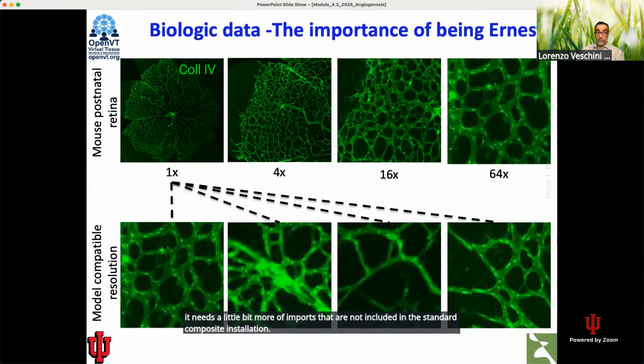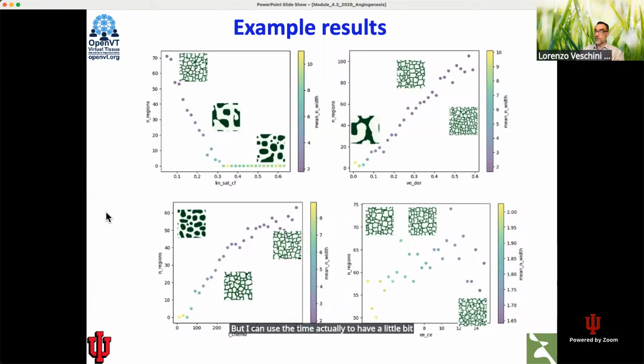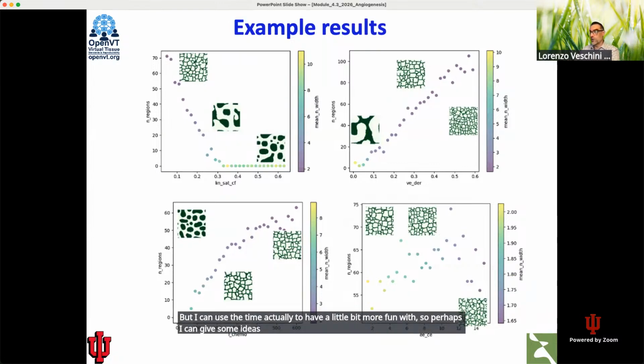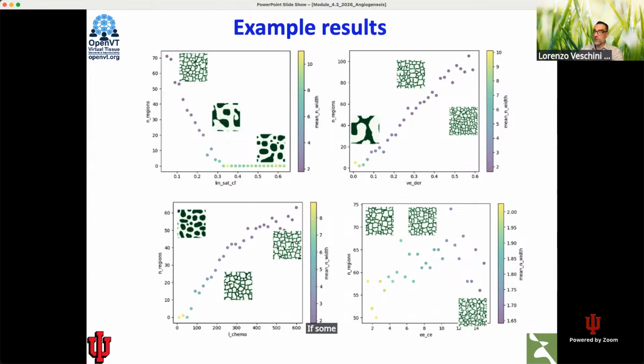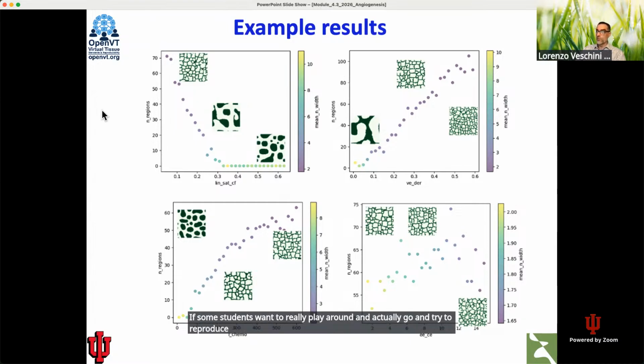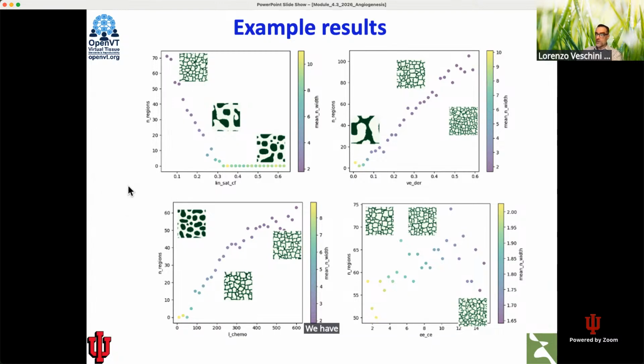But I can use the time to have a little bit more fun, so perhaps I can give some ideas on what we have found in doing exploration over this angiogenesis model. So it's food for thought if some students want to really play around and try to reproduce the paper. So we have analyzed our images as I showed you before, and we have analyzed essentially the lacunae.